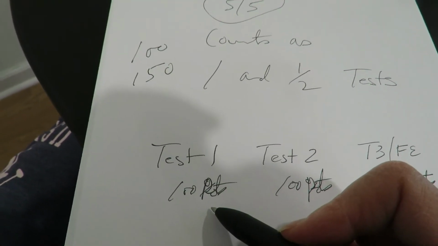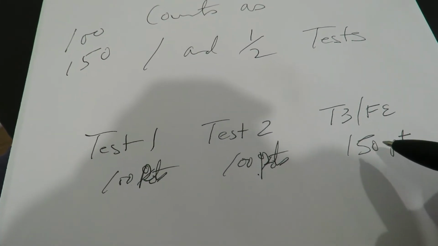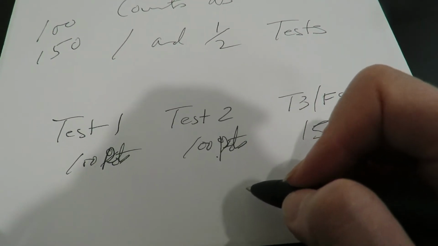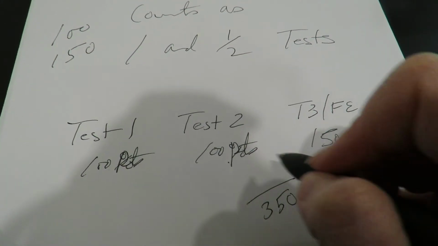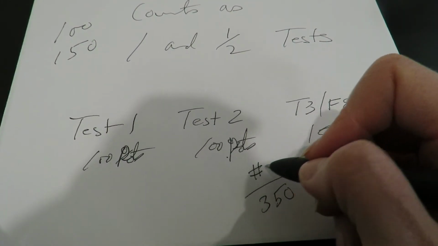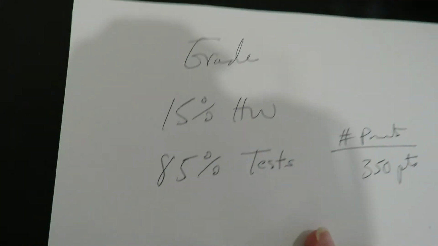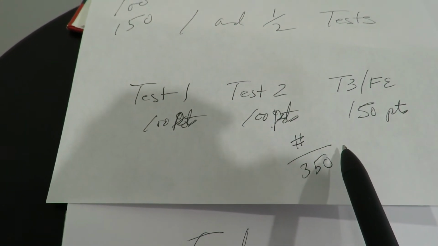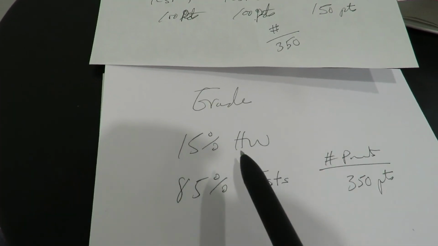So how I'm going to look at it is test 1 was 100 points. Test 2 was 100 points. Test 3 finals 150 points. So that means you could get a potential total of 350 points. It's how many points you earned out of 350, and that is going to count for 85% of your grade. Your 3 tests like this. I'm going to calculate this.